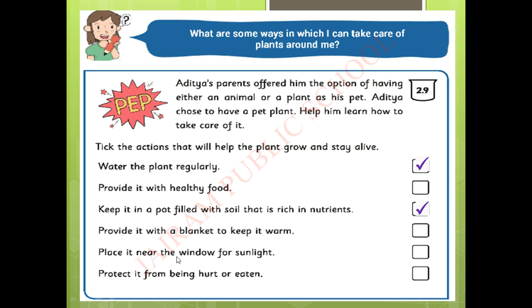Next, place it near the window for sunlight. Yes, of course, the plant needs sunlight, air and water to grow healthily. So this answer is correct. Next, protect it from being hurt or eaten by animals. Yes, of course, it is also a correct action. So these are the answers. So children, you can mark the tick in your book. Okay, right.